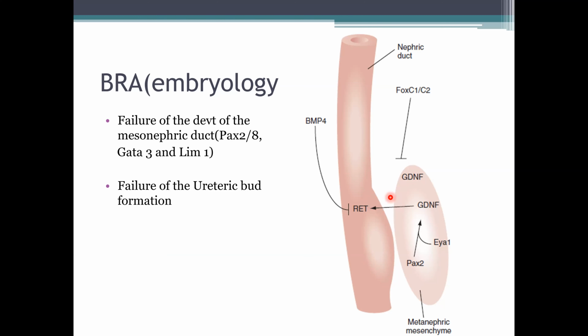And this BMP4 is responsible to make sure that the ureteric bud only develops in one place. It does not develop at different sites. So it makes sure that the ureteric bud develops at one place, so that at the end you have one unit.